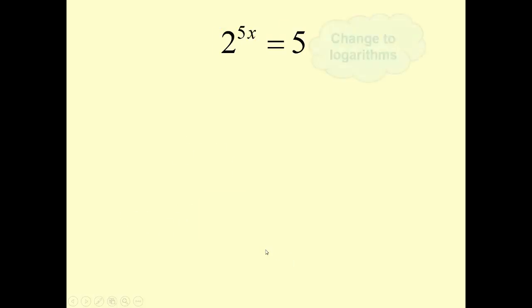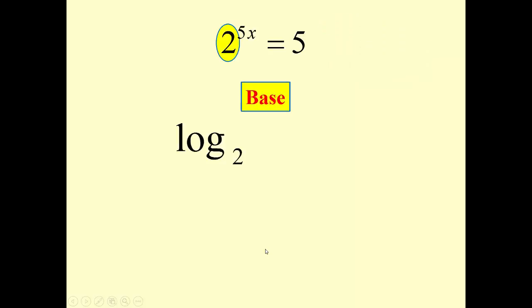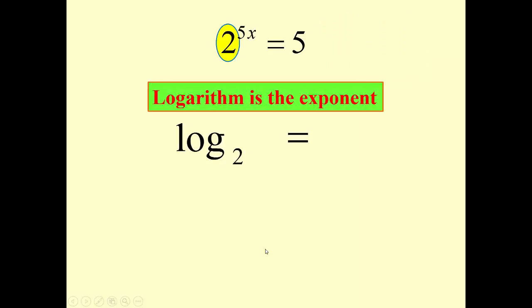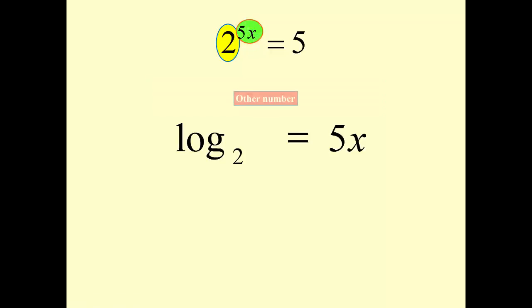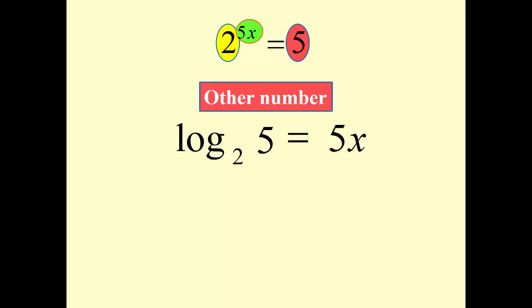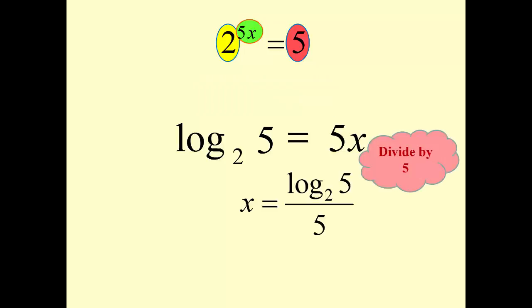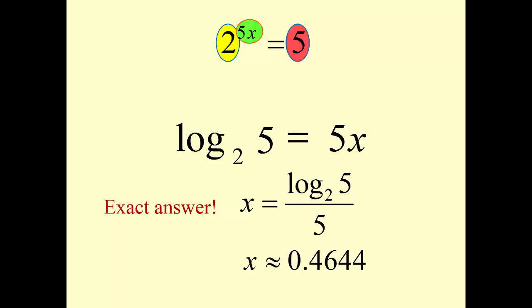Same thing. The base is 2. The logarithm is the exponent. And the other number is the 5. Well, log base 2 of 5 divided by 5 is sort of our answer. And again, if we need a decimal value, we can type that into our calculator.